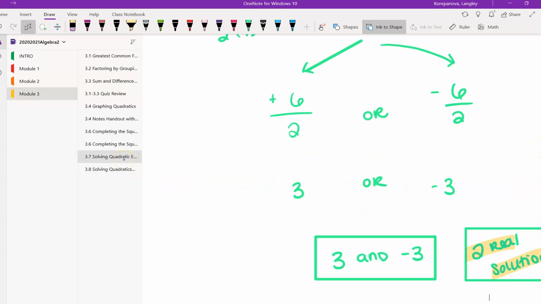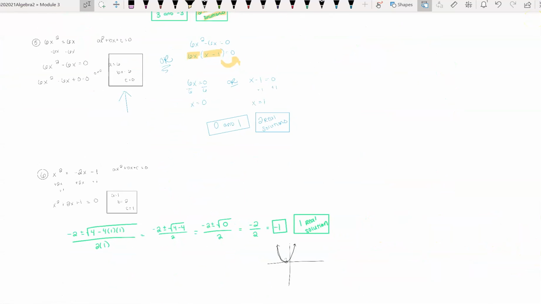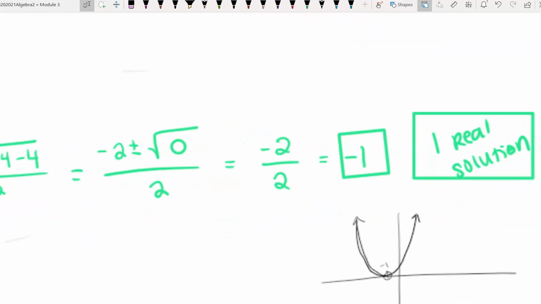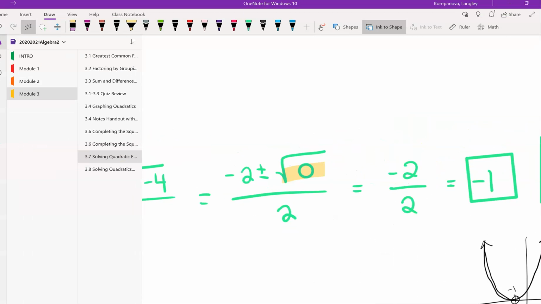Going back again, but wait, Miss K, we also had an example where we had one real solution. Let's look at that one. One real solution happened when I had 0 under the radical. So there's a pattern. Based on what is underneath the radical, you can automatically tell if you're going to have 2 real solutions, 1 real solution, or 2 imaginary solutions. So let's flesh this out a little more.